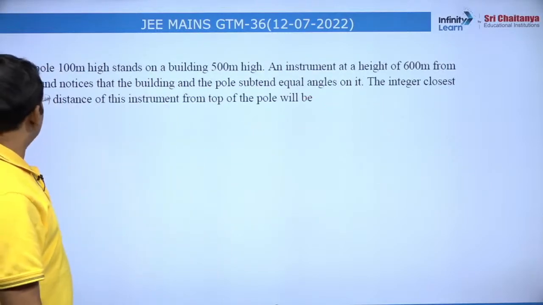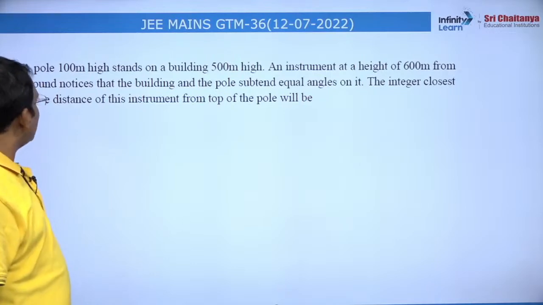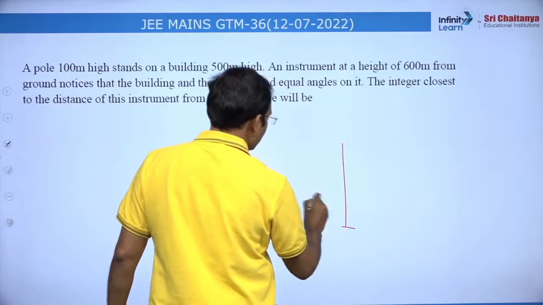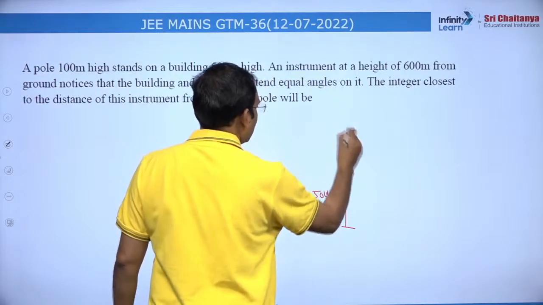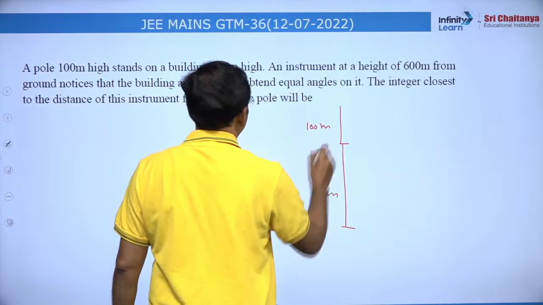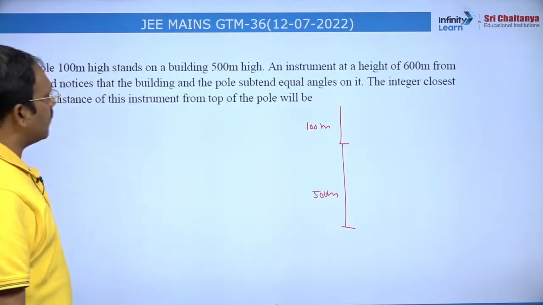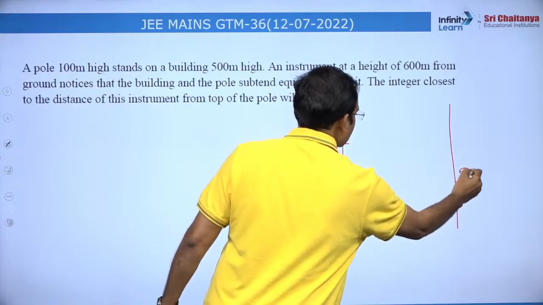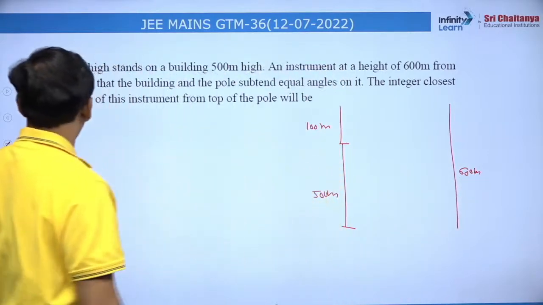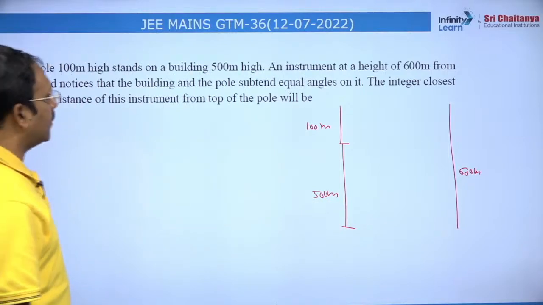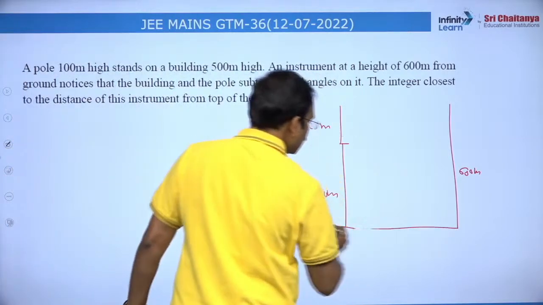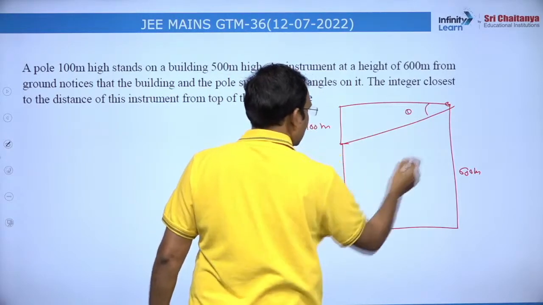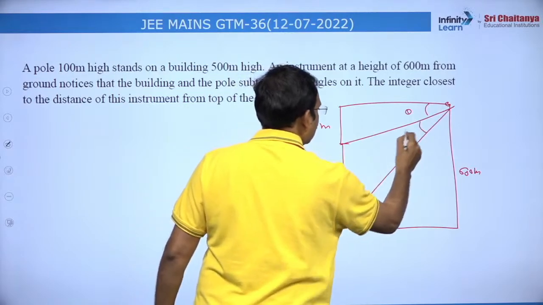That's it. Next, my dear friends, a pole 100 meters high stands on a building 500 meters high. There is a building 500 meters high on which a pole is there 100 meters high. An instrument of height 600 meters, okay, it is here 600 meters, from the ground notices that the building and the pole subtend equal angles on it. So, from here if you observe this pole, if it makes theta, this building also makes an angle theta.